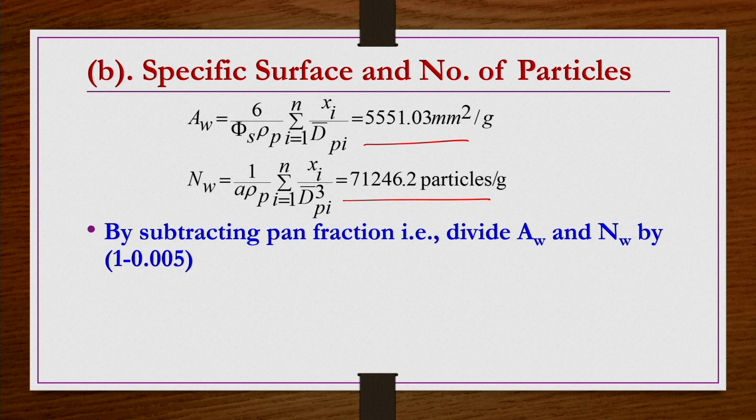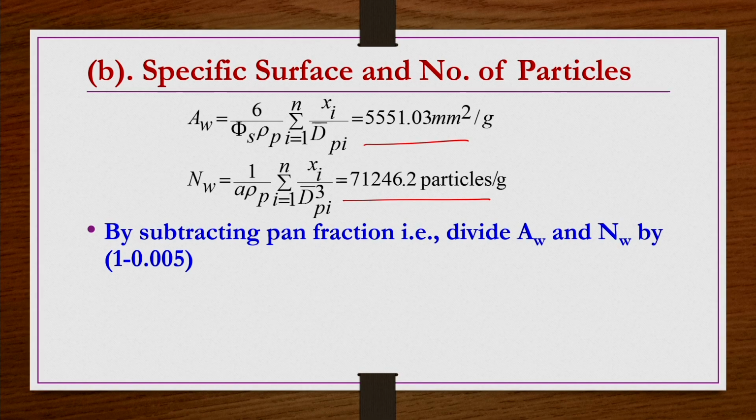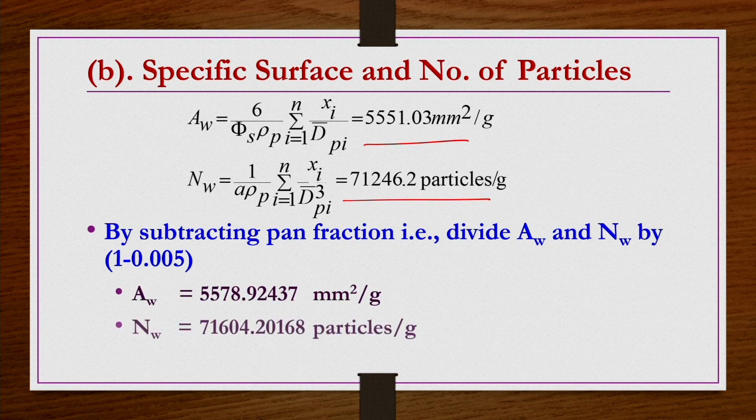Whatever the pan fraction is there, the mass fraction present in the pan is 0.005. So, 1 minus 0.005, whatever number you get, you use to divide this AW and NW. AW by that number and NW by that number will give the number of material as well as the specific surface of the material without considering the pan. So, they are given here.